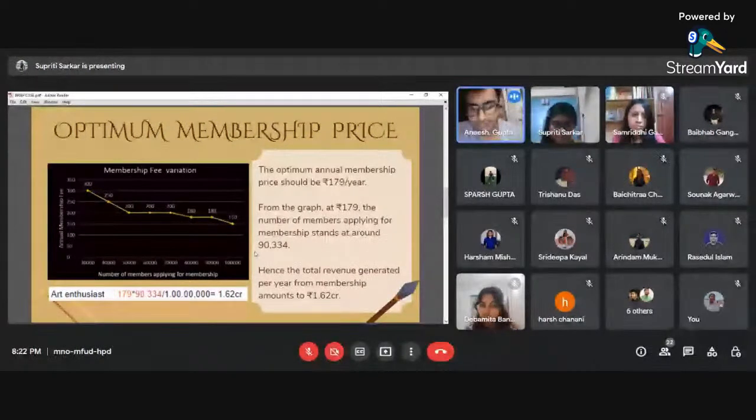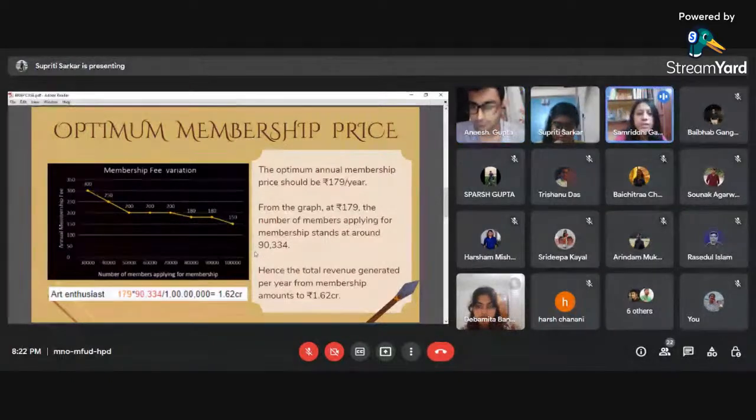We could clearly see that 180 gives us the maximum. 180 at 90,000 gives us the maximum number, but there's a slight anomaly in the graph, so we decided to go for the figure 179. That wouldn't really decrease the profits by a lot, and also 179 does have a psychological impact on people, and it helps us boost the number of art enthusiasts who are taking the memberships.